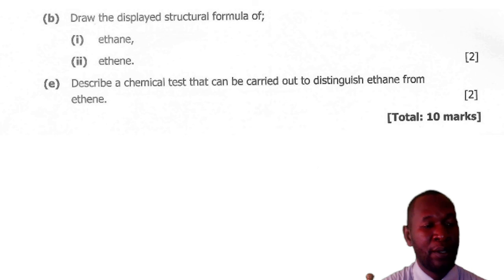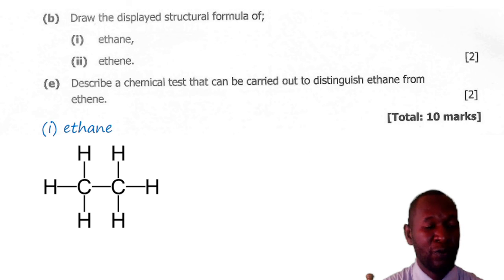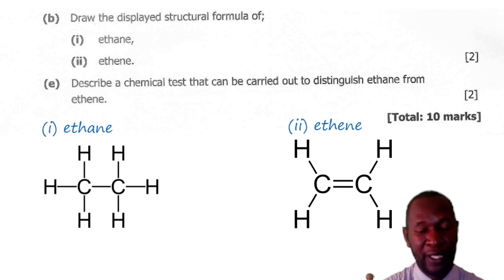So part C, draw the display formula for ethane and ethene. So we are saying ethane, our display formula. So this one will have two carbons, but single bonds. So this one will be our structural formula. Then coming to ethene, so this one will still have two carbons, but it will have a double bond between the carbons. So this will be the general formula for ethene.